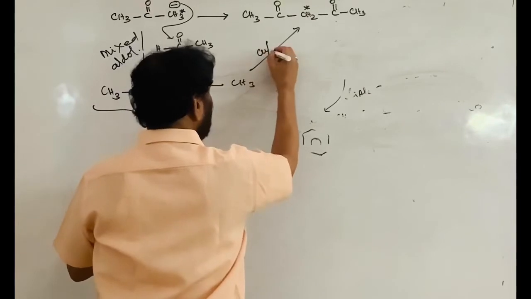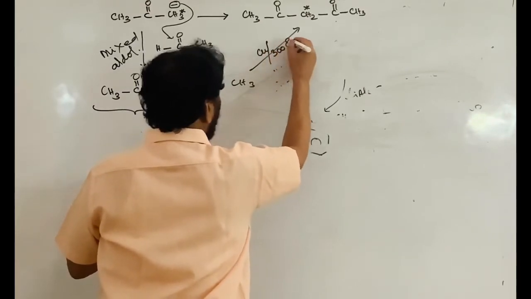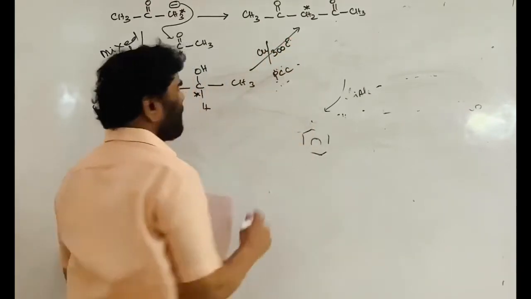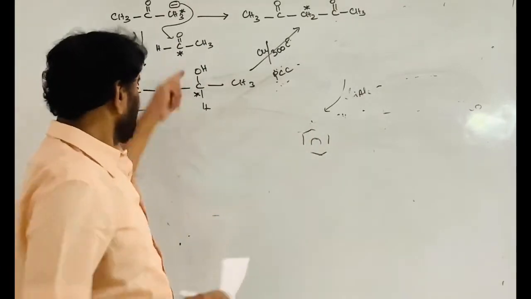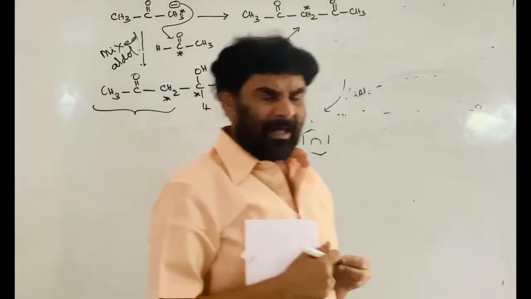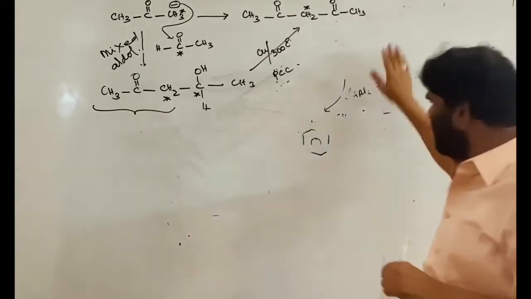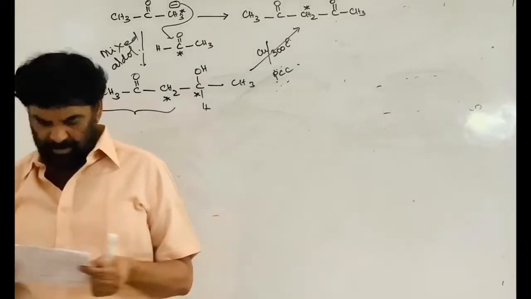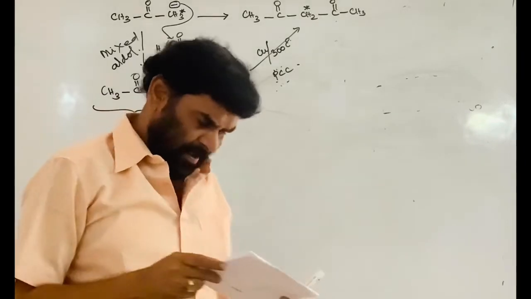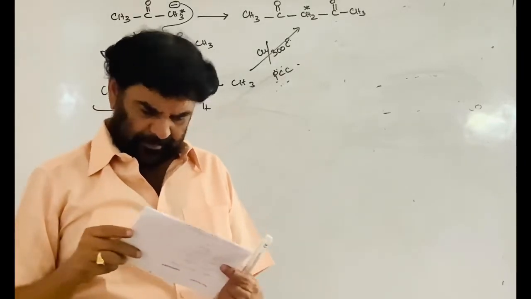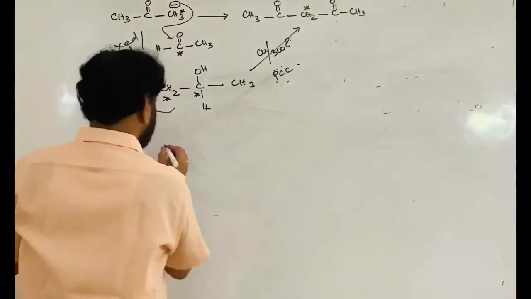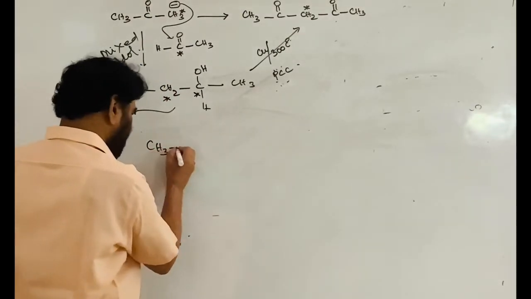Take copper at 300 degrees Celsius, or PCC, which oxidizes the secondary alcohol into ketone. We achieve the product. The reaction is over. Propene to the next one, the propene.